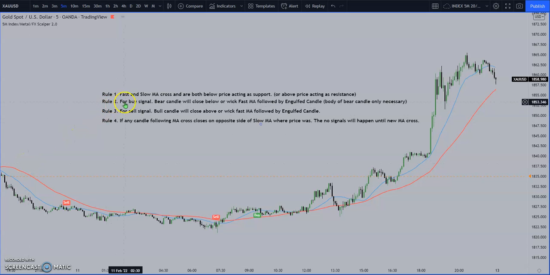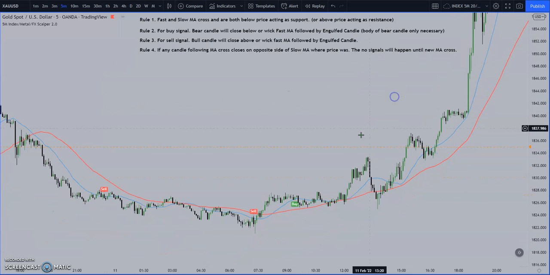For rule 2, for a buy signal, a bear candle will close below or wick the fast MA, followed by an engulfing candle. The body of the bear candle is only necessary for the engulf. In this example, first, rule 1 has been followed. We have the slow and the fast MA underneath acting as support.